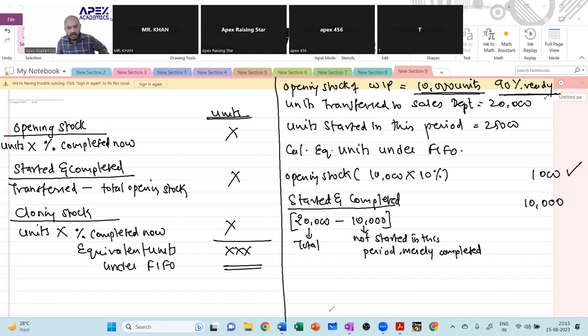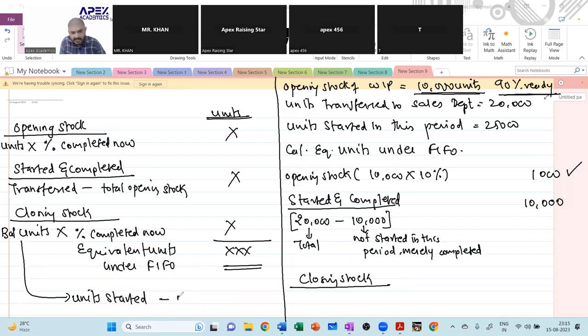And I have a closing stock. Now look at what I'm saying. This is balance units. What is balance units? Balance units is units started now minus units started and completed.